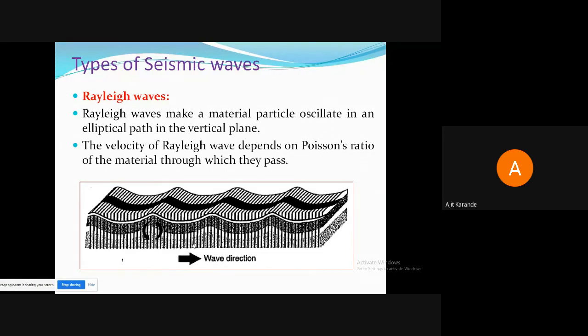So here you can see this image. In this image you can see the movement of the earth surface does take place, but it is only in one plane, that is the vertical plane. In the horizontal plane, there is no type of movement that takes place. So this is generally called the Rayleigh waves.